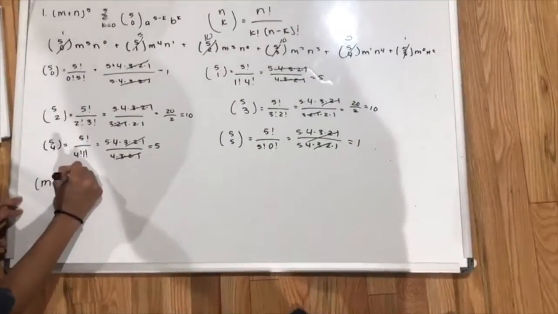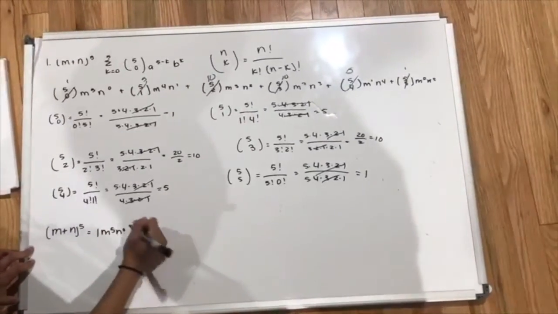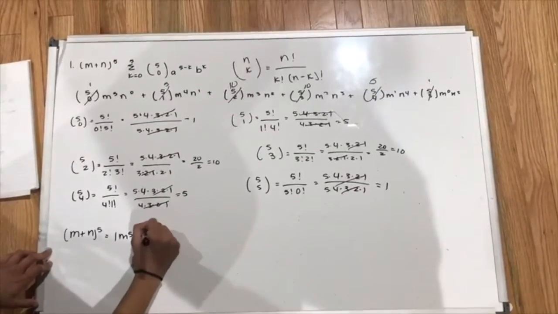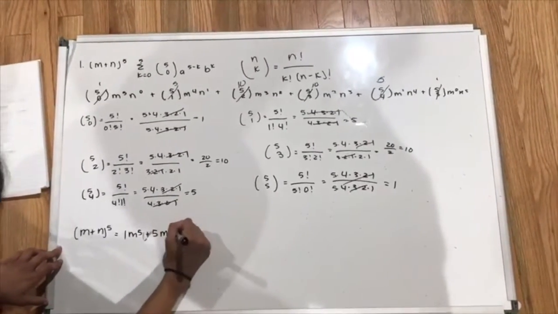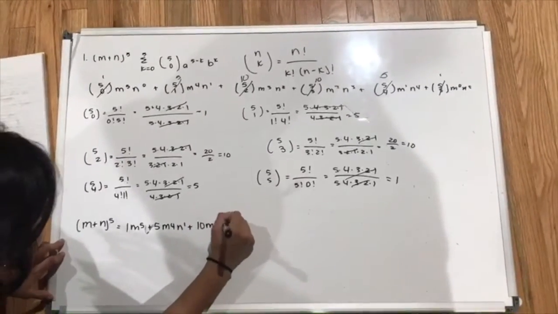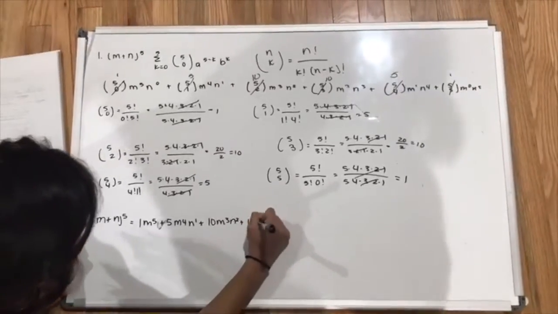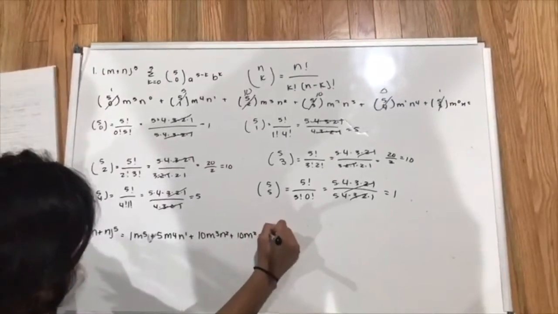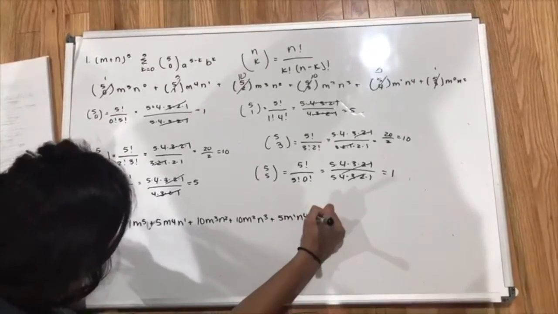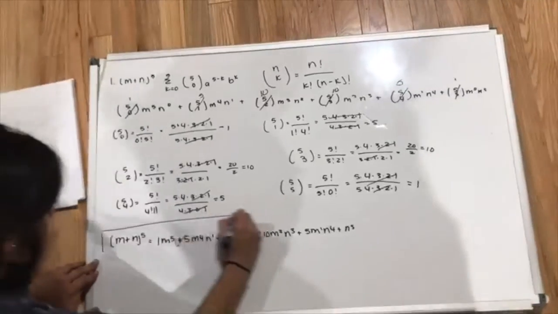So (m plus n) raised to the 5th power equals m to the 5th plus 5m to the 4th times n, plus 10m raised to the 3rd power times n to the 2nd power, plus 10m to the 2nd power and n to the 3rd power, plus 5m times n to the 4th power, plus n to the 5th power.